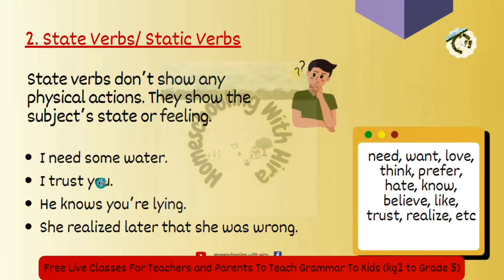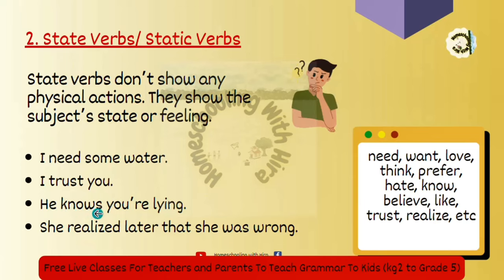I trust you. The word trust here is a verb but this is not showing any action. Okay, he knows you are lying. Now to know something is again a state, right? A state of mind. It is not a physical action. हम इसके लिए कोई action नहीं कर सकते, to know something. हमारे पास इसके लिए कोई action नहीं है, ये बस एक mental state है, right? इसीलिए state verb है. She realized later that she was wrong.